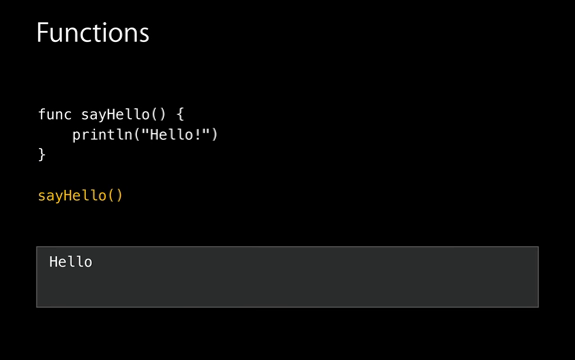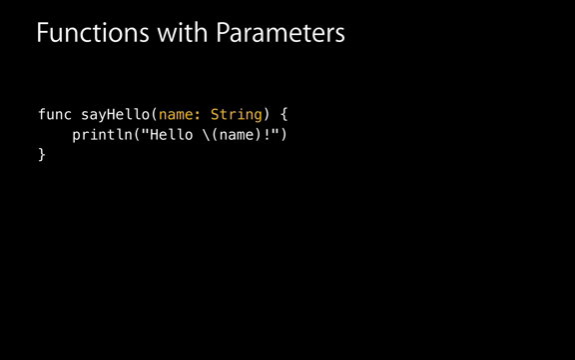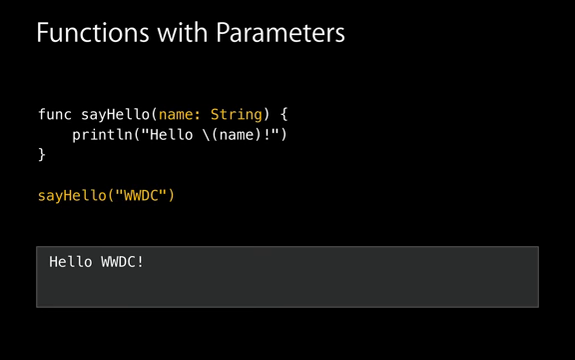Of course, I can add a parameter. Maybe I want to say hello to someone specific. So I can add in a name parameter. Notice the consistency here. name: String. The name is of type String. Matches with the variable declaration syntax and constants as well. So this means I can now say, hello WWDC, and using string interpolation, I get my name in the hello there.